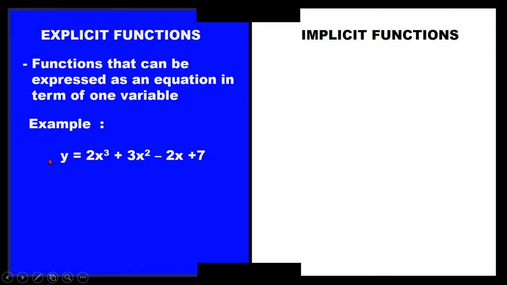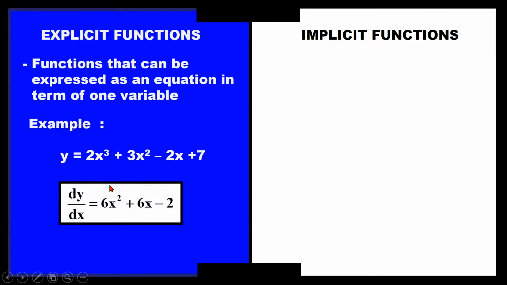For example, we have y equals 2x cubed plus 3x squared minus 2x plus 7. For this type of equation, we can easily differentiate them, because when we differentiate in terms of x, the variables agree. So we can just simply differentiate it by using either our power rule, our product rule, or our quotient rule, or any other differentiation rules.